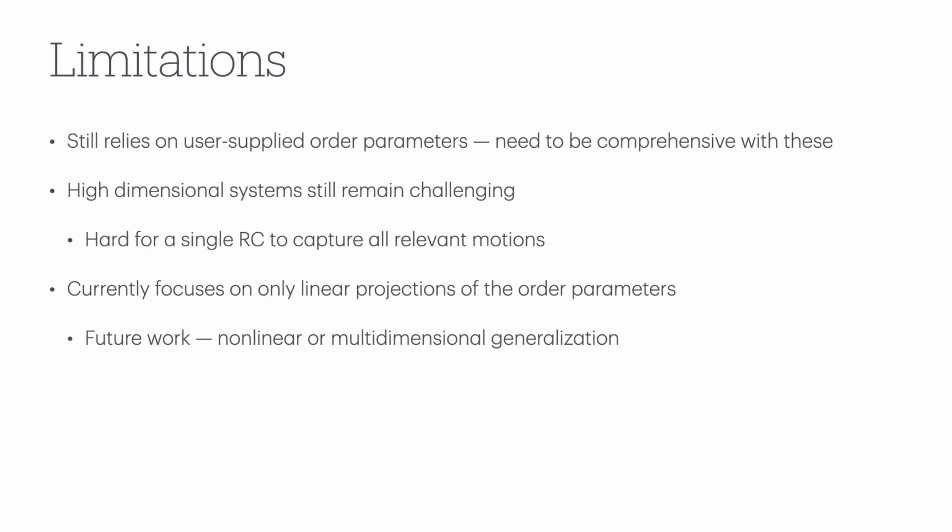Another limitation is that high-dimensional systems are still challenging. It's still difficult for a single reaction coordinate to capture all the relevant motions in such a huge system like a protein. So it's still a huge problem. And RAVE, as I mentioned a little bit, currently focuses only on linear projections of the order parameters, like weighted linear combinations. But future work is to make a nonlinear or multi-dimensional generalization of this.